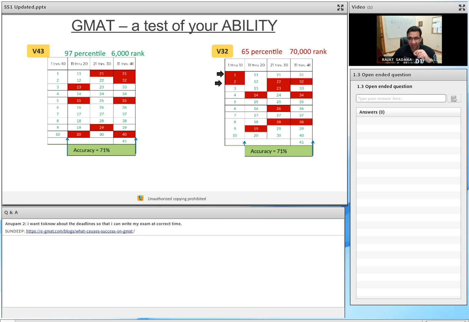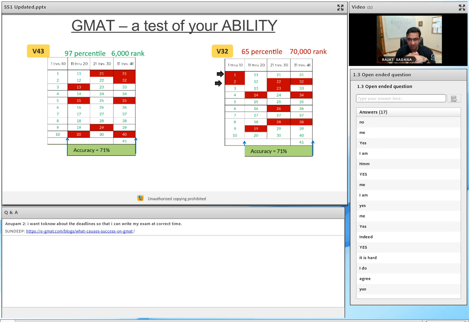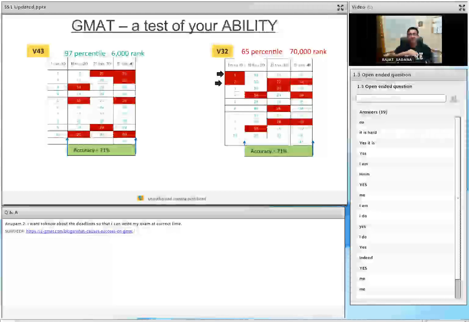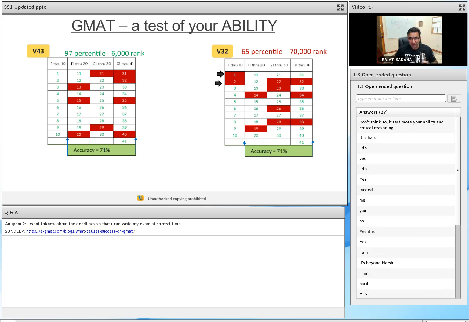How many of you are thinking, man, 2 mistakes and the delta of about 64,000 students? GMAT's a very harsh test. How many of you are thinking that way? The GMAT is a really harsh test. You can put your answers in the Q&A pod, in the open-ended pod over there. Not in the Q&A pod at the bottom, but the pod on the right-hand side. There's a lot of people who think that.